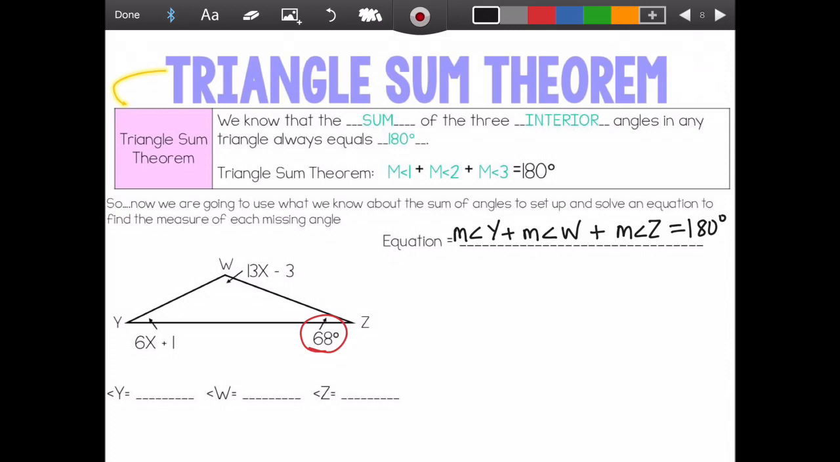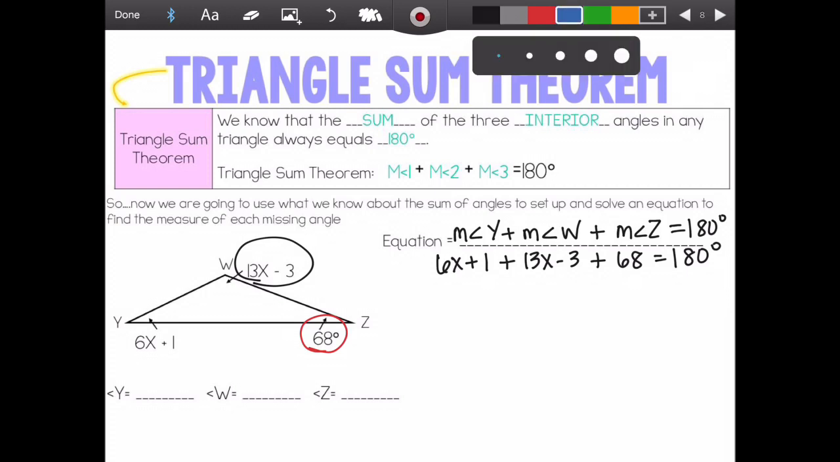Okay, so now I'm going to plug in my information. 6x plus 1 plus the measure of angle W, which is 13x minus 3, plus the measure of angle Z, which is 68, equals 180 degrees. Okay, so again, we want to combine any constants or like variables before we start solving for x.